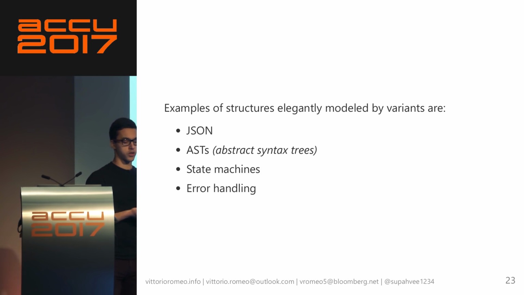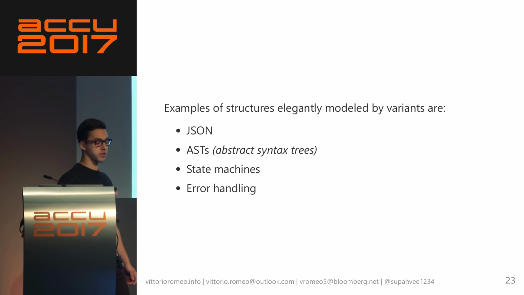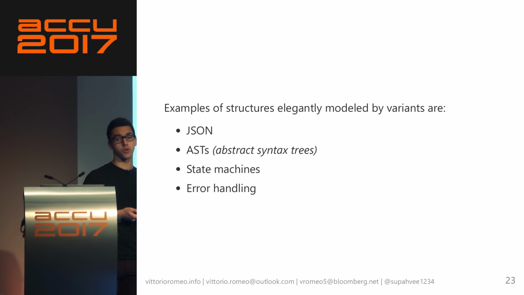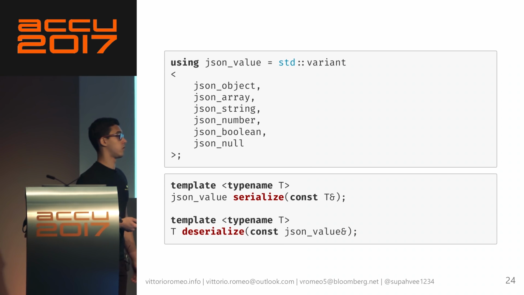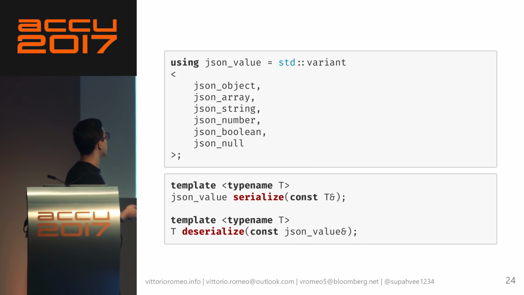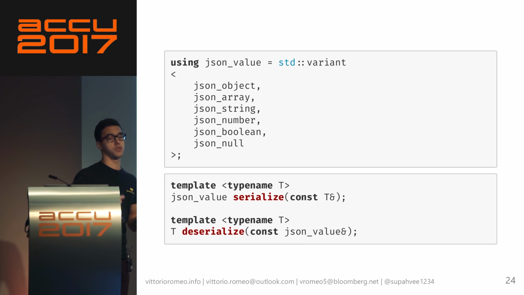So some examples of structures that you can model elegantly with variants are JSON, abstract syntax trees, state machines, and they're also really useful for error handling. This is a very, very simple example of how you could model JSON with a variant. So you could say that a JSON value is one of these at a specific point in time. It can be an object, array, string, number, boolean, or null. And then if you want to add serialization or deserialization, your interfaces will be really simple because you just return a JSON value or take a JSON value. And then inside those functions, you just visit on the current active alternative, and you do the correct kind of serialization.